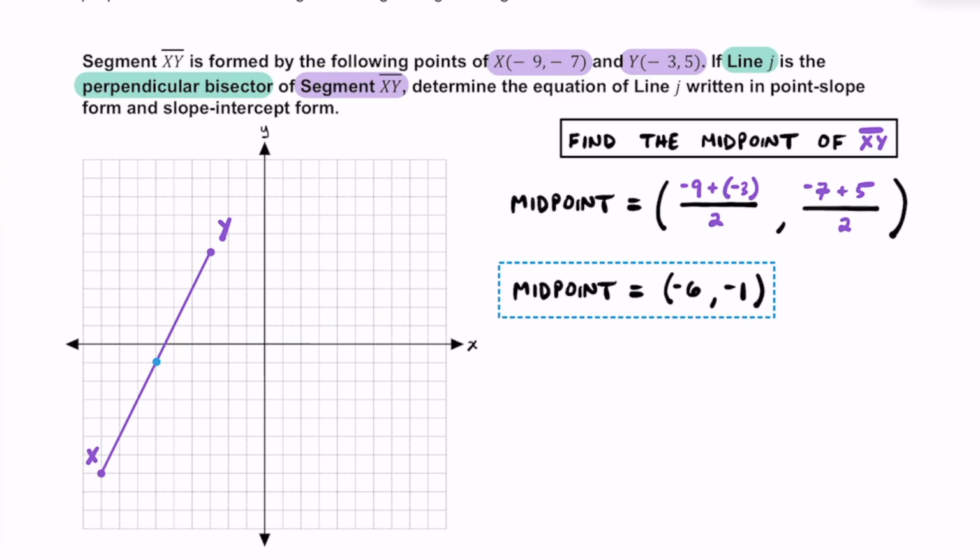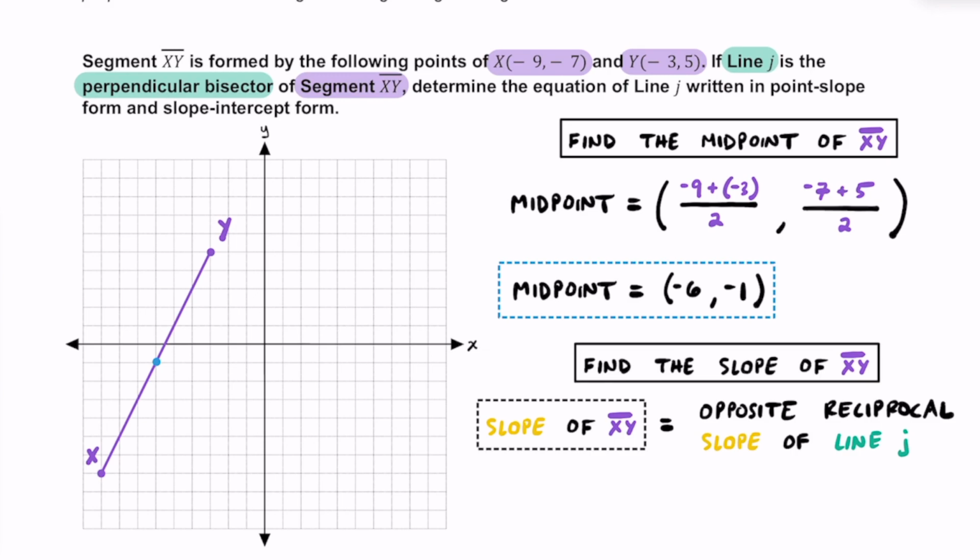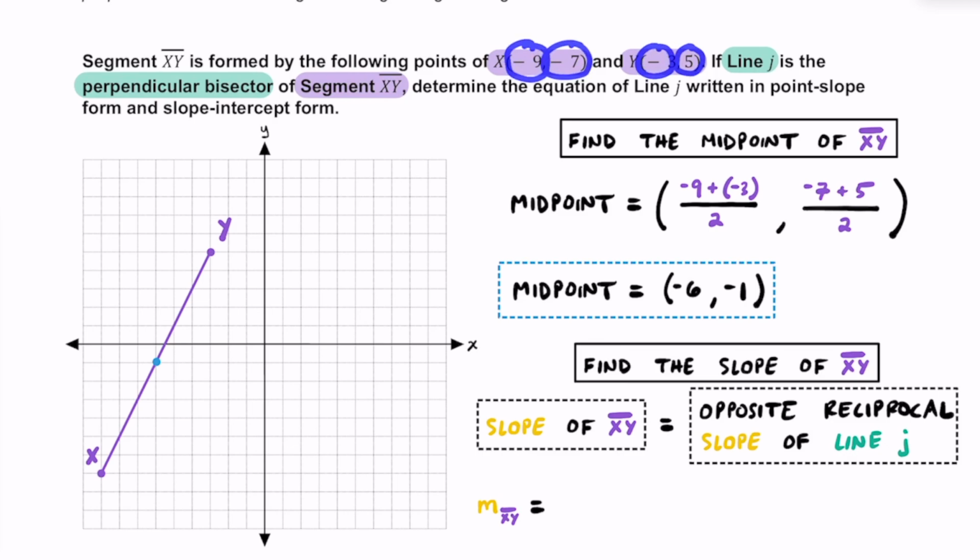Now to figure out the equation for line J, we need to figure out the slope of it, but the slope of it is going to be related to the slope of segment XY. If we go ahead and find out the slope of segment XY, then we can find out the slope of line J. So it's important to know how the slopes of perpendicular lines work. If we know the slope of XY, that's going to be the opposite reciprocal slope of line J. Alright, so let's go ahead and find out the slope of segment XY. We can do rise over run here, or we can do y2 minus y1 over x2 minus x1.